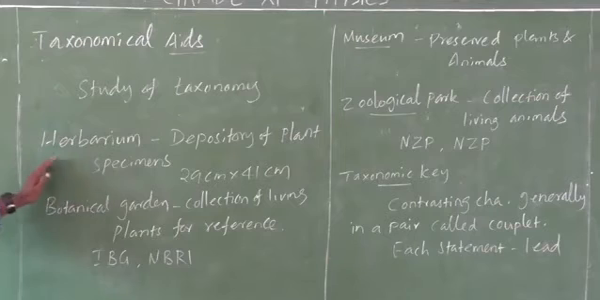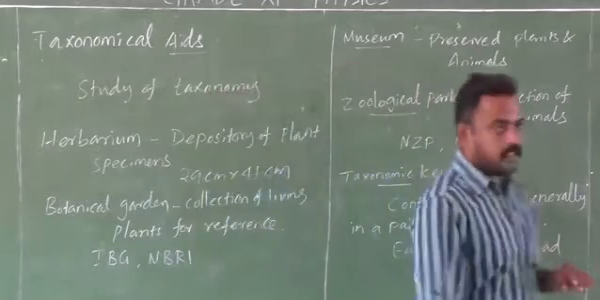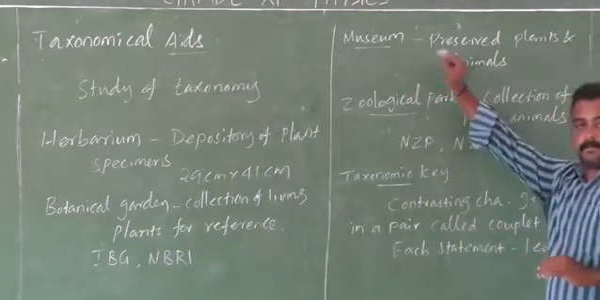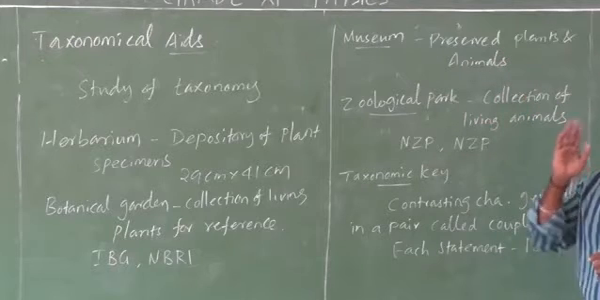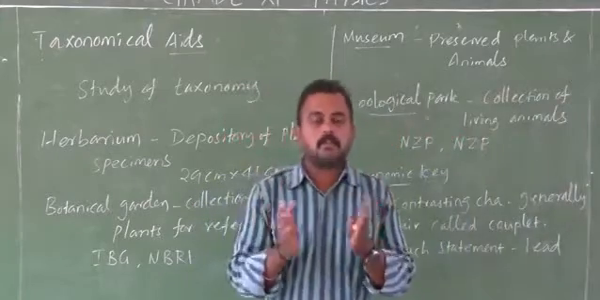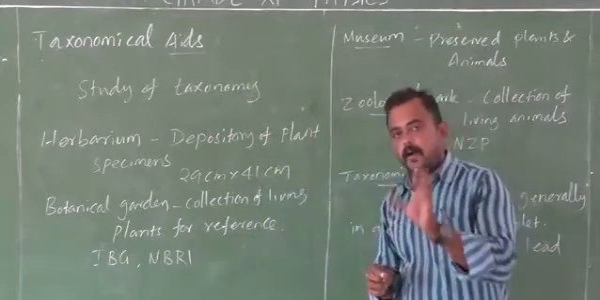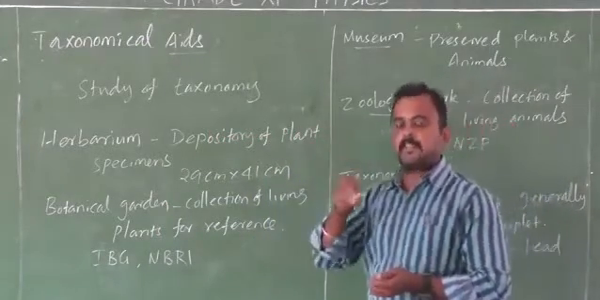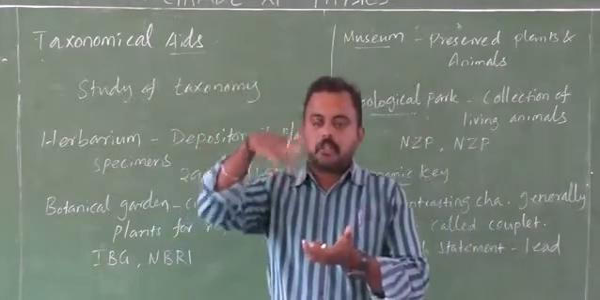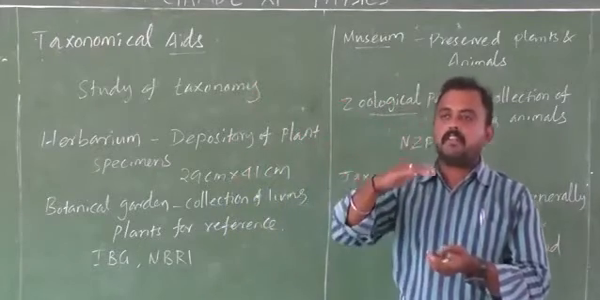Right. So we have completed 2 aids. One is the herbarium, the other is the botanical garden. These 2 aids are used for taxonomical studies. Right. The next, museum, where preserved plants and animals are stored. There we have 2 types of preservation methods. One is the wet method and another one is the dry method. In the wet method, they are using formalin. They are collecting the species and keeping it in a jar. In the jar, they will pour some formalin solution. So the formalin solution prevents spoilage.